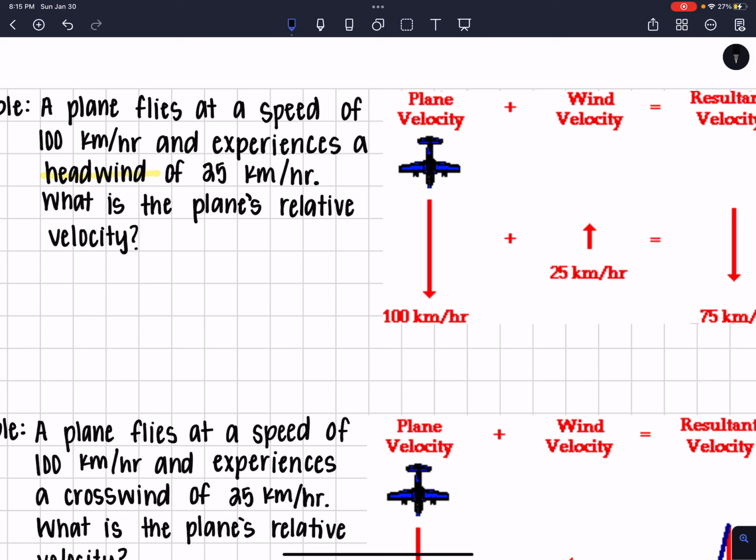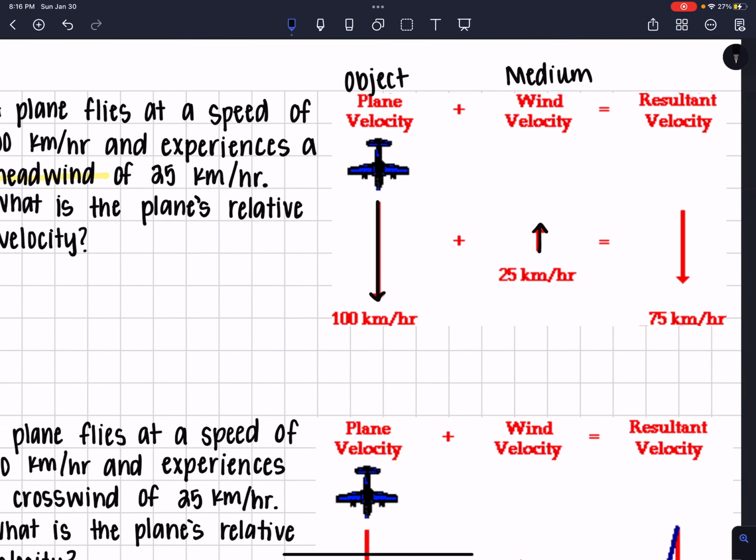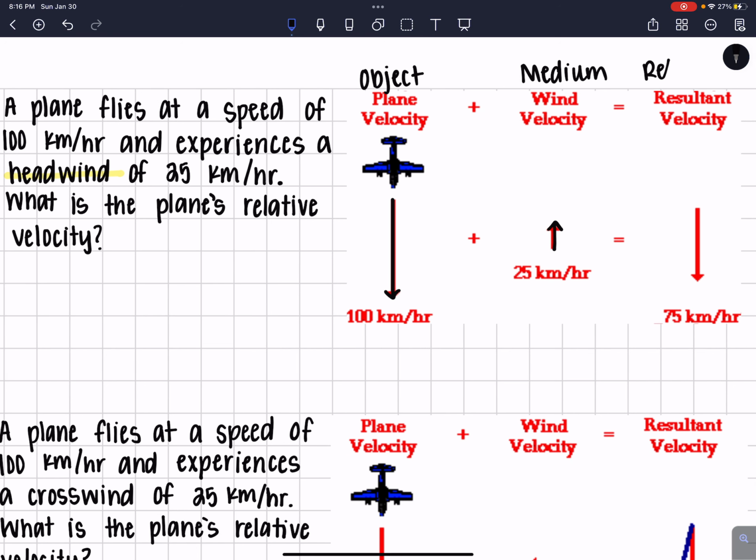So again, let's say same situation. Let's say our object's velocity, in this case, the plane's velocity vector, is 100 kilometers per hour. And our medium's vector, our wind's vector, is 25 kilometers in the opposite direction because it's a headwind and not a tailwind. My relative velocity is still going to be the sum of these two vectors. The only difference is that instead of them working together, they're going to be in opposition. And I'll show you what I mean by that.